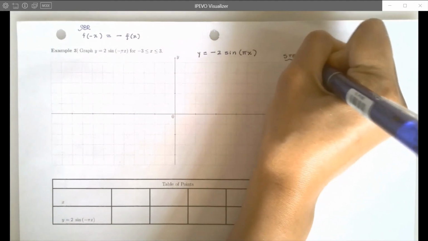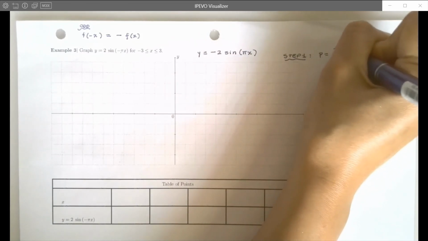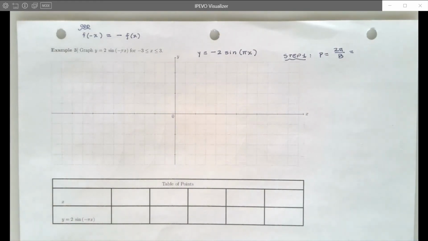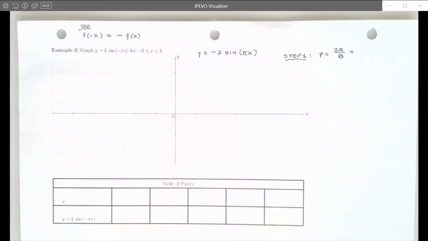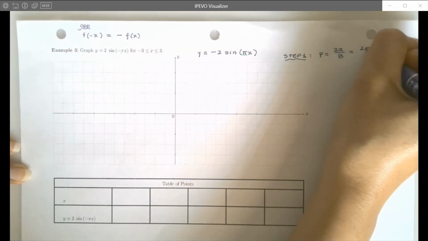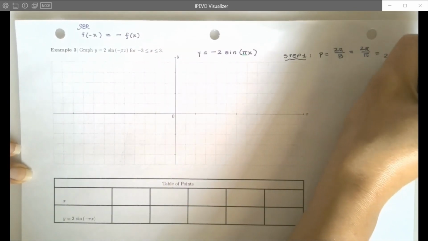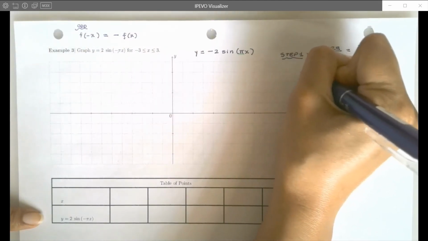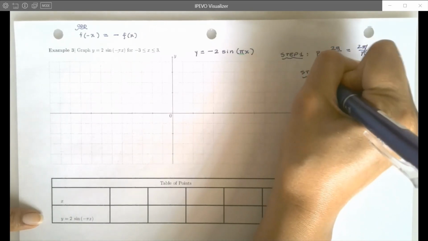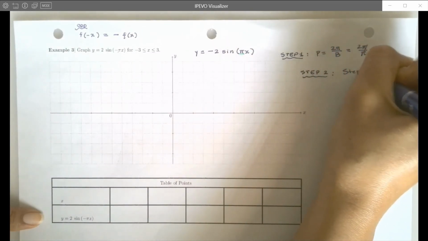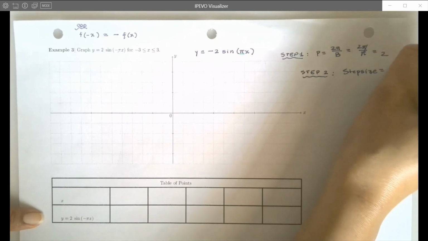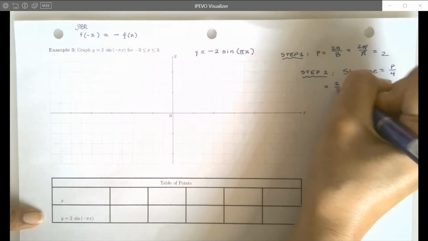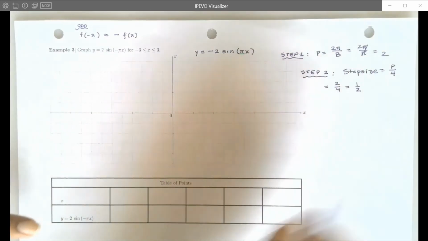Okay, so here's step 1. The period is 2 pi over b, where b again is the number of cycles or the coefficient in front of x. So we have 2 pi over pi. That means that the pi's cancel and we get a 2. The next step is to find the step size. And the step size is going to be the period over 4. That means that we have a 2 over 4 for a final step size of 1/2.